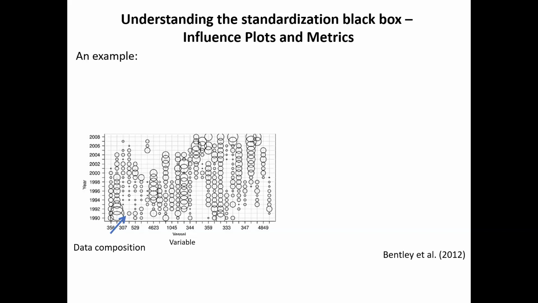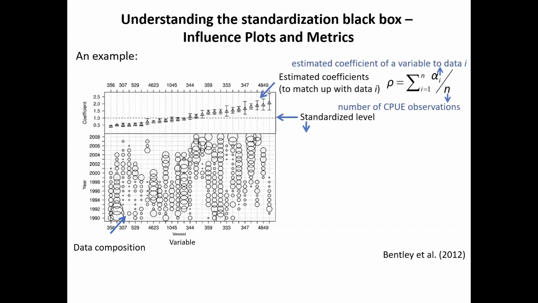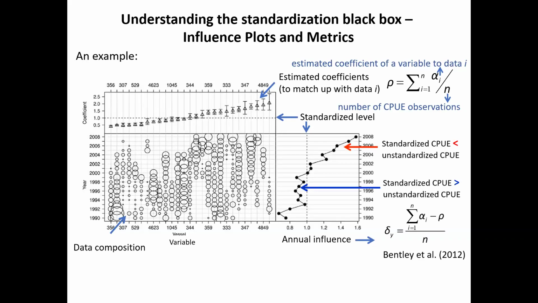So we can see the data composition for a variable, for example, the vessel variable, and for each vessel, the data distribution over the years. And we can get the coefficient from each vessel. And this coefficient can be standardized to be around 1. So you can see that the coefficient goes from small to big, and this coefficient is matched up with the data. And so we can further calculate the annual influence.